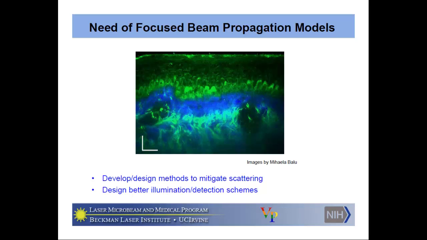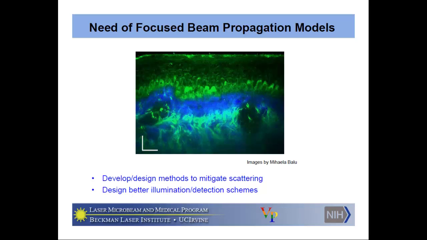See, I picked this one from Eric's lecture. In this area you can get a clear image. This is nonlinear optical microscopy. You can get a clear image here, but as you go deeper and deeper, it gets blurred. So if we can understand what's happening in focus beam propagation when scatterers are present, then we can model this kind of thing, and that information will help us design methods to mitigate scattering. Also we can think about designing better illumination or detection schemes, so we can get more information from microscopic images.